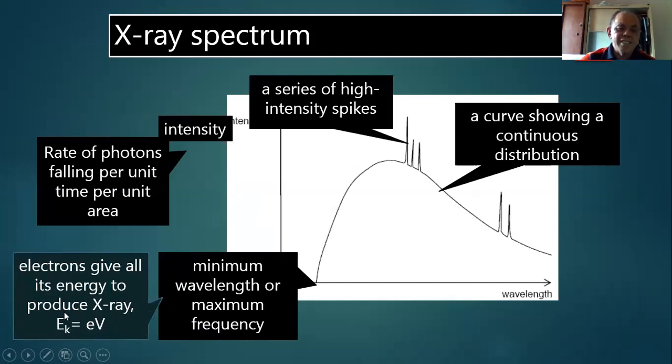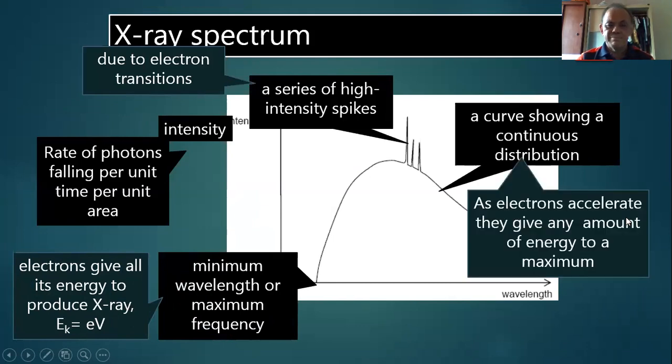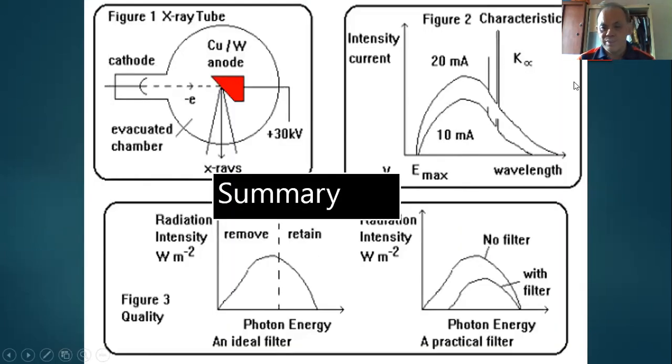the kinetic energy given completely to the metal to produce the X-ray. Right? And the spike is due to electron transition from a higher energy level to a lower energy level. And then the continuous distribution is due to electrons accelerating as they give different amounts of energy to the target metal. Okay, I think we have completed.